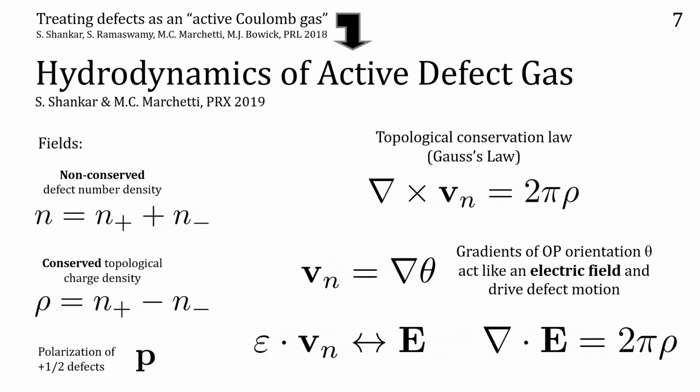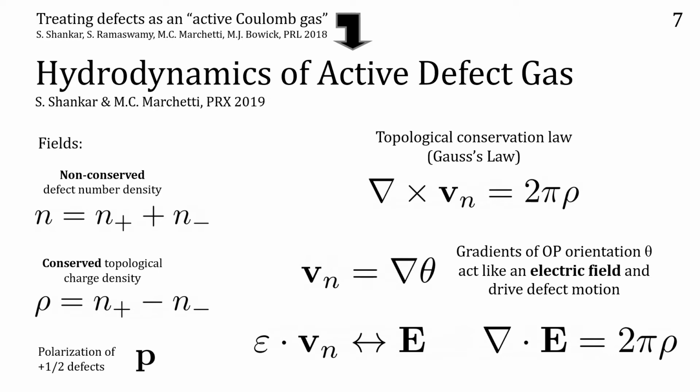This theory arises from treating defects as an active Coulomb gas of self-propelled positively charged particles and passive negatively charged particles, and describes the large-scale flows and behavior of defects in terms of a few hydrodynamic fields, like the total defect number density n, the topological charge density ρ, and the polarization of +1/2 defects p.